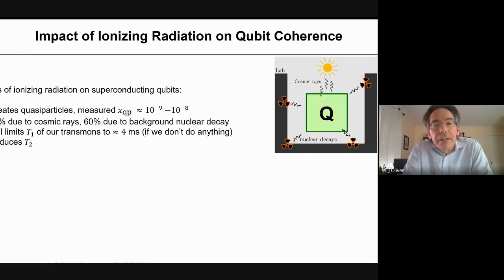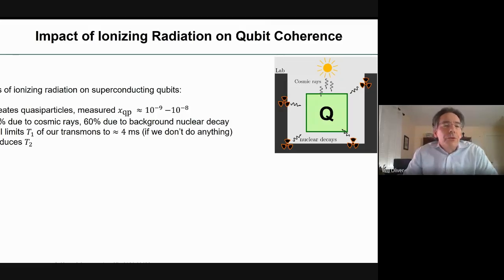So that's basically what Kyle Cerniak, who worked with Michel Devoret, found. They did some very nice experiments where they shielded the thermal photons very, very well. And then what you're left with is basically 10 to minus 8 to 10 to minus 9. And it looks like that's consistent with what we're getting from ionizing radiation. Now, it's about half due to cosmic rays, half due to background nuclear decay. We can't shield cosmic rays with lead. We have to basically go deep underground for that.